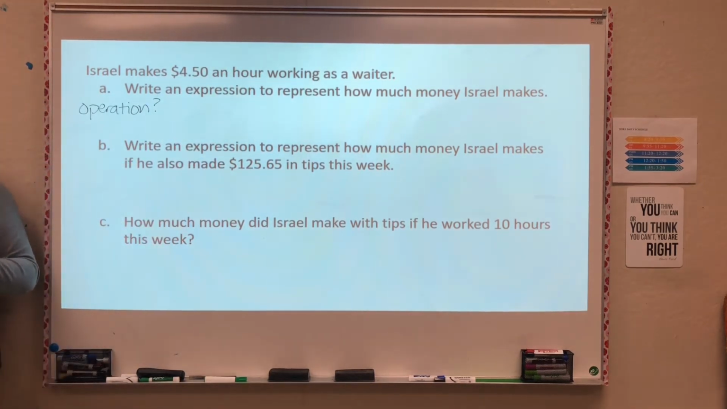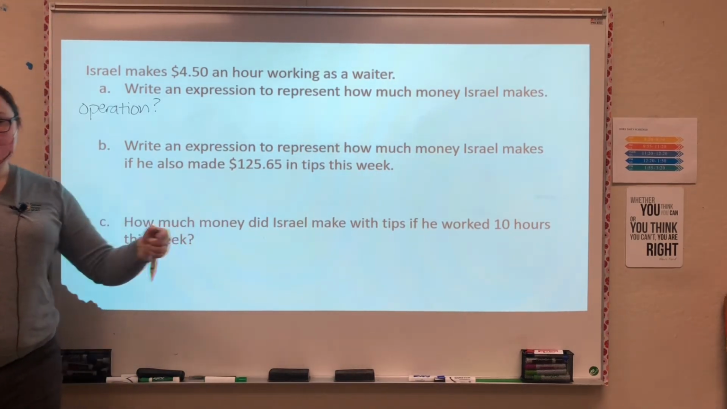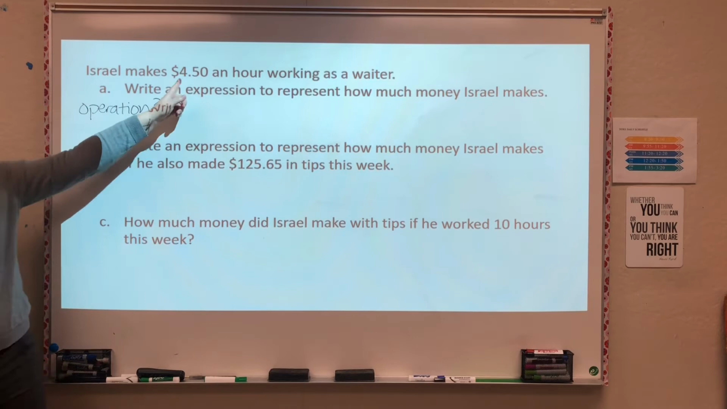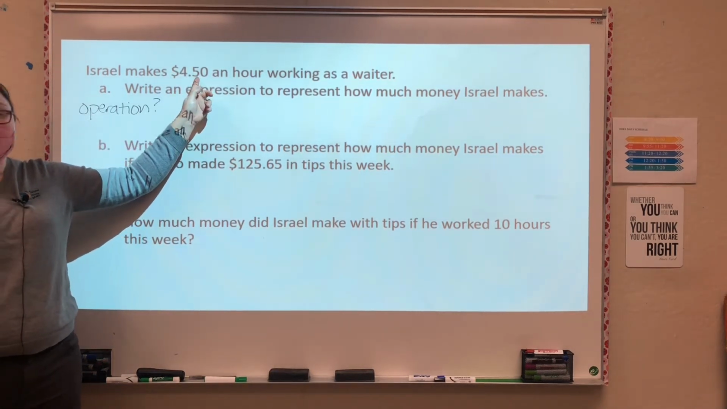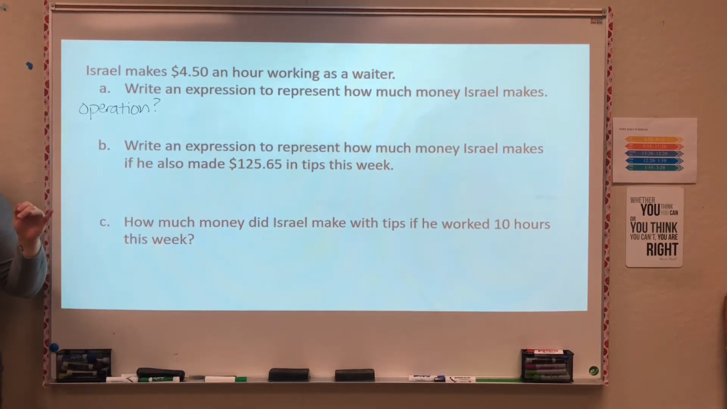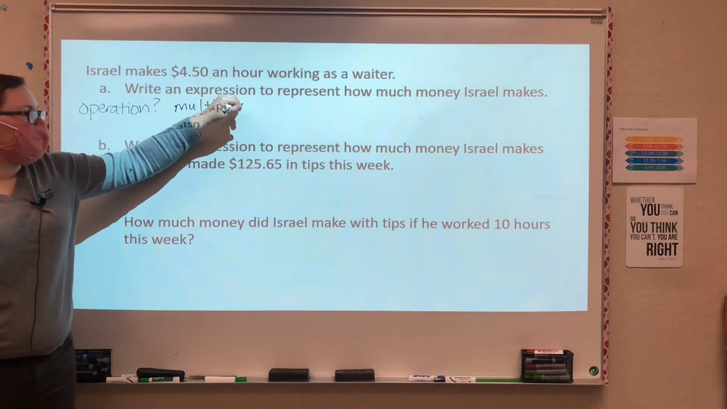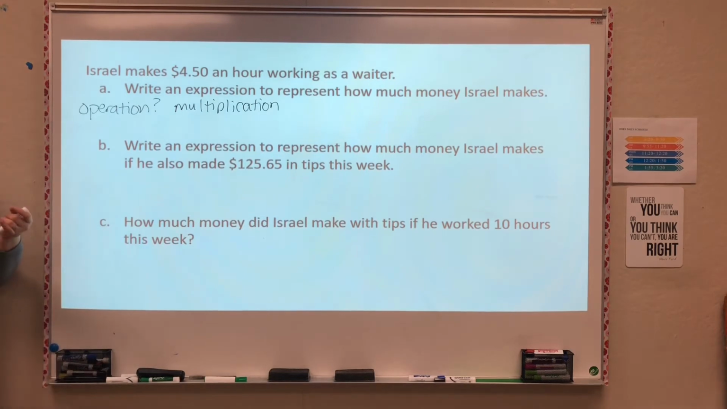If your boss tells you you're going to make $4.50 an hour, that means you're making $4.50 every hour you work. So if he was working a lot of hours, right? You're talking about like during the whole week, we would want to multiply the money he's making times the number of hours he works. Do we agree on multiplication? Okay. So if we're saying it's going to be multiplication, what do we need to multiply? We need to multiply what by what?